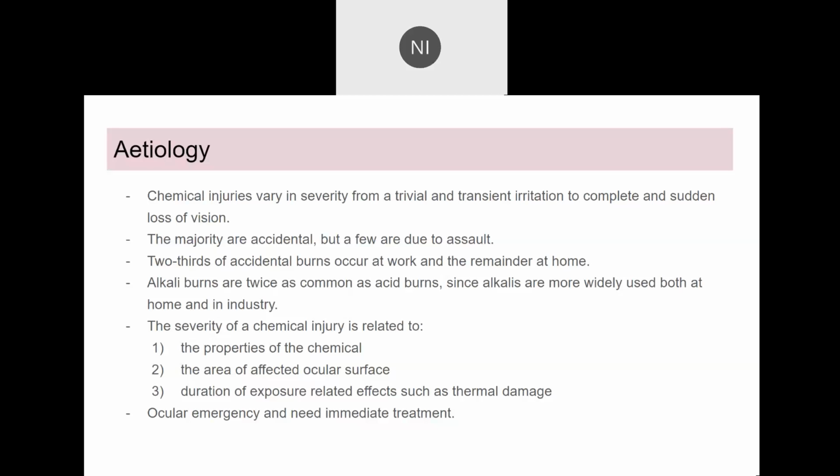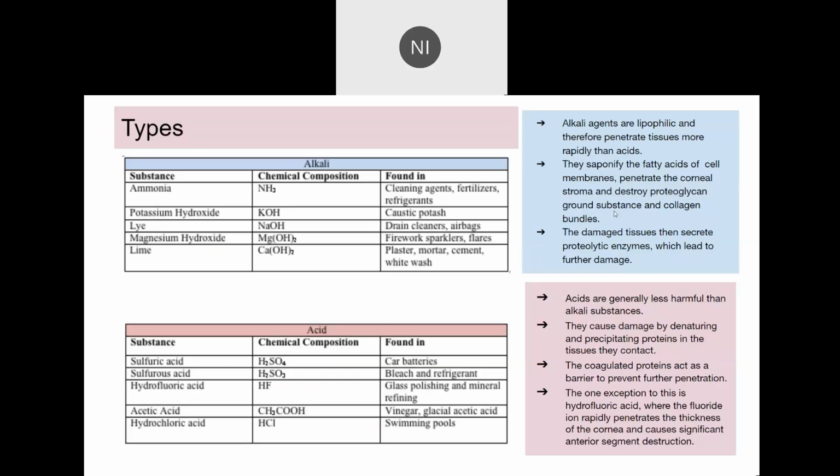Next is the type of injury. The first one is alkali, and the second one is acid. You can see alkali agents such as ammonia, potassium hydroxide, and lime. These alkali agents are lipophilic, and therefore they will penetrate tissues more rapidly than acids.